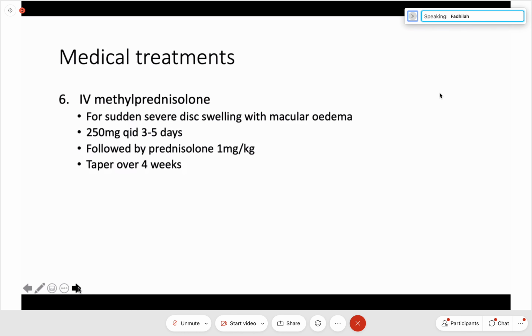Now, what about IV methylprednisolone? This can be given if you see the patient acutely and the swelling is so bad that the vision is affected. So for sudden severe swelling with macular edema, you can give this. The dosing is 250 milligram QID for 3 to 5 days. Of course, you can give 500 milligram BD or 1 gram daily as well. And then after that, you have to follow up with prednisolone 1 milligram per kilo. I usually taper over 4 weeks according to the signs and symptoms.